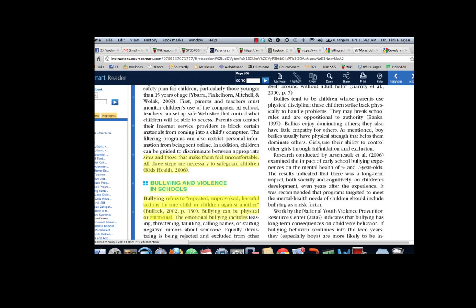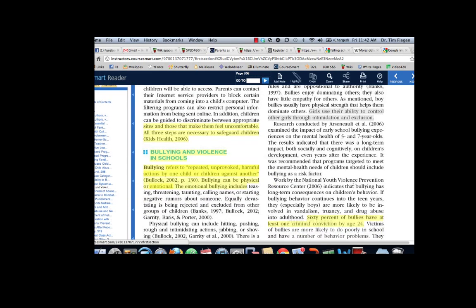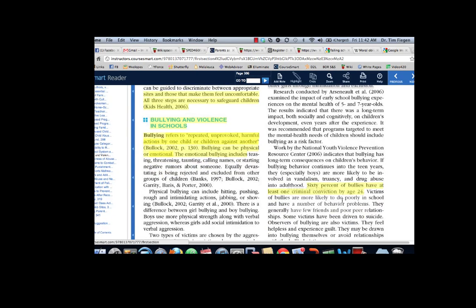It talks about here, girls use their ability to control other girls through intimidation and exclusion. Lots and lots of cases of that documented. Boys usually do it with physical strength, girls do it by intimidation and exclusion. So the impact of school bullying on mental health for 5 and 7-year-olds, it says, of course, it has long-term issues. 60% of bullies have at least one criminal conviction by age 24.